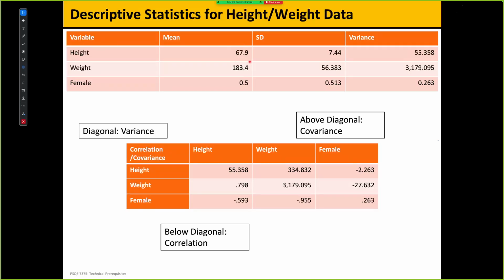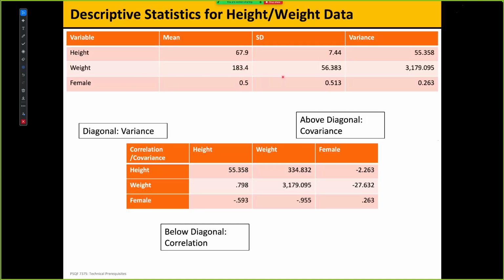The mean of the data set is 67.9. That's the mean height in inches. Standard deviation 7.44. I just calculated those using R. This is the simple mean and standard deviation function. And variance, by the way, is standard deviation squared, right? Or standard deviation is the square root of variance.